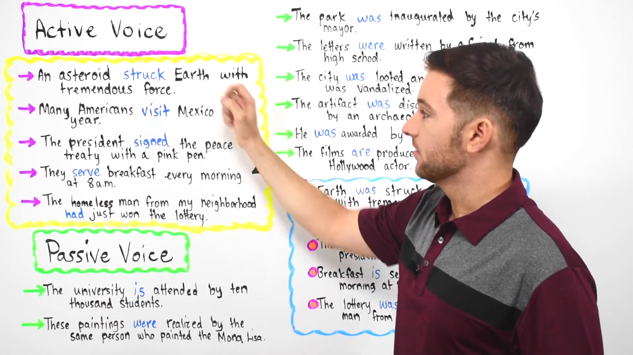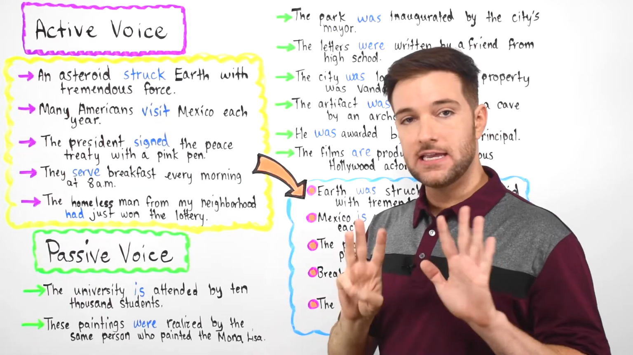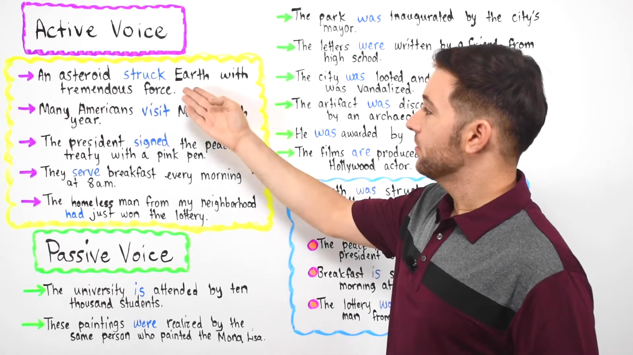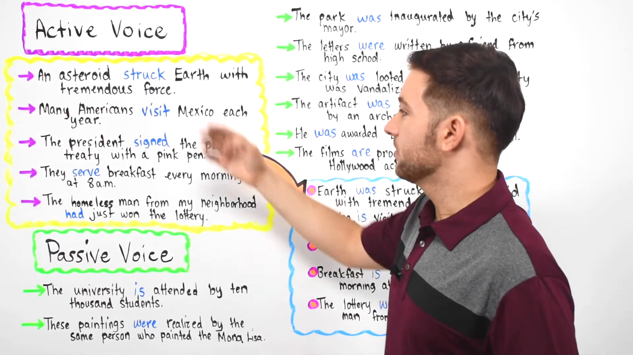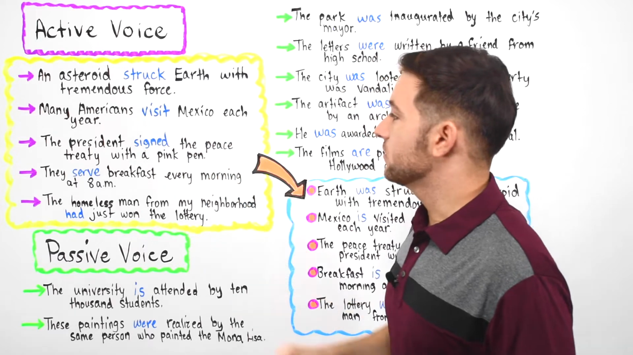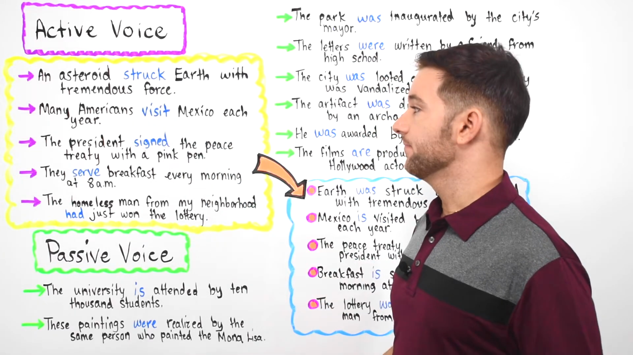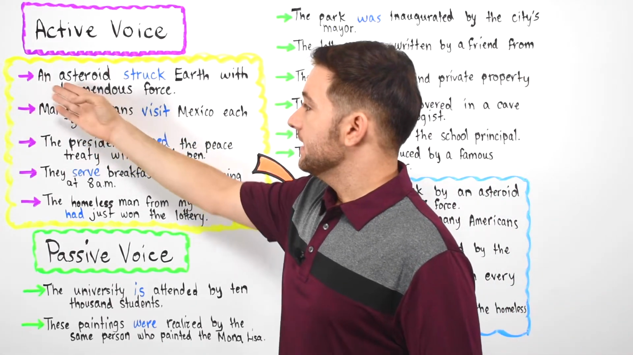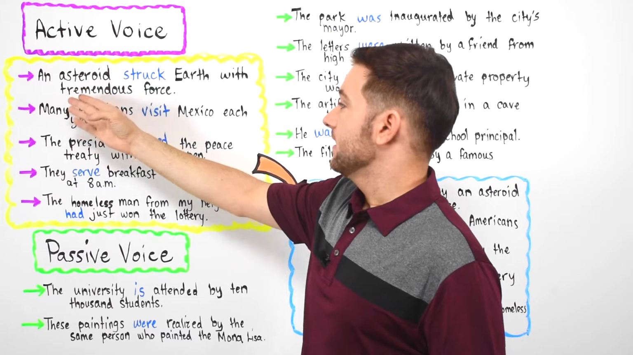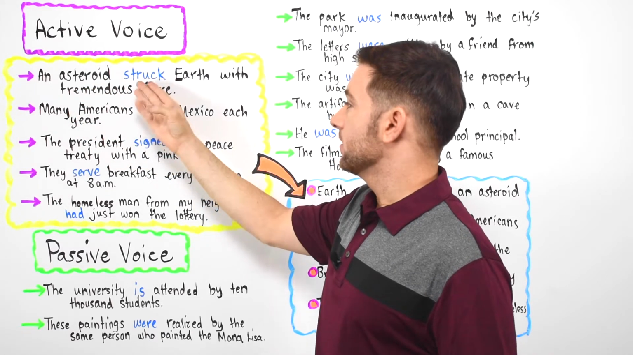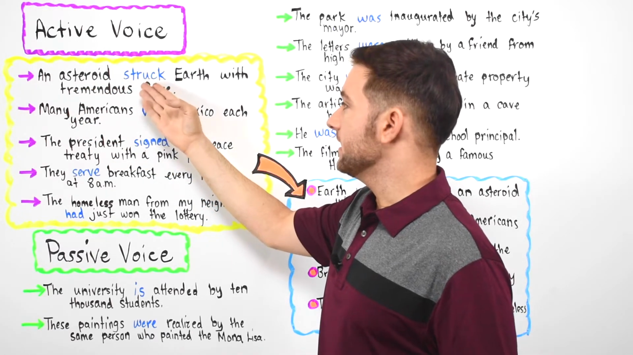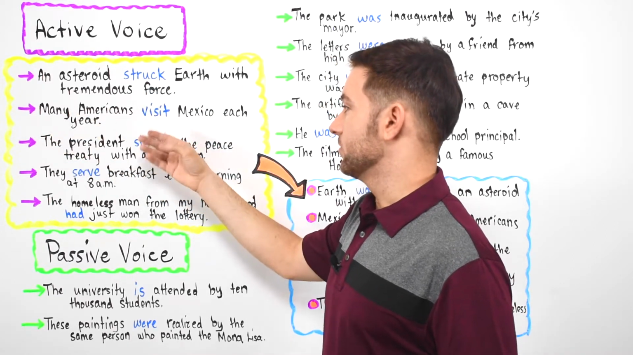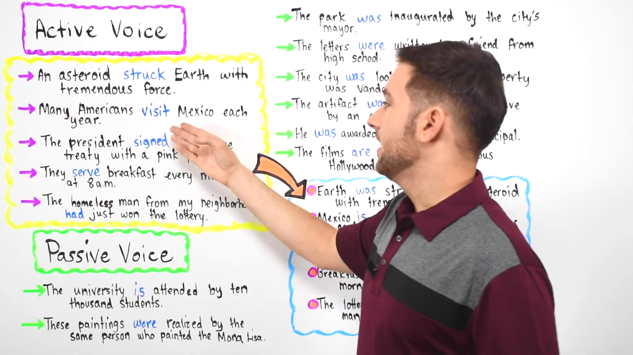We live on Earth, right? There's 8 planets, maybe 9 if you include Pluto, okay? But Earth is the 3rd planet from the sun, and we live on Earth. Many Americans visit Mexico every year or each year, okay? Many Americans visit Mexico, so in the beginning, like an asteroid, that's the subject. And what did the asteroid do? It struck. It performed the verb. It performed the action, okay? In this case, many Americans perform the action, which is from the verb to visit. And what did they visit?